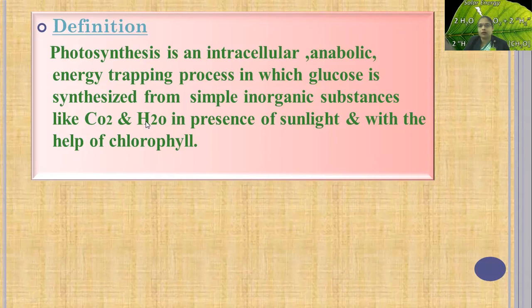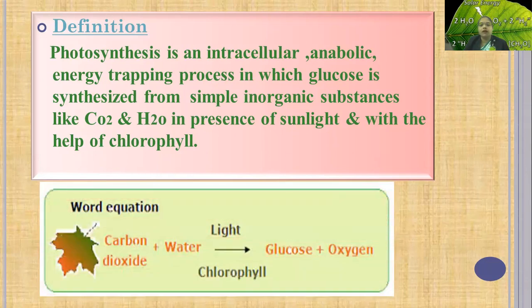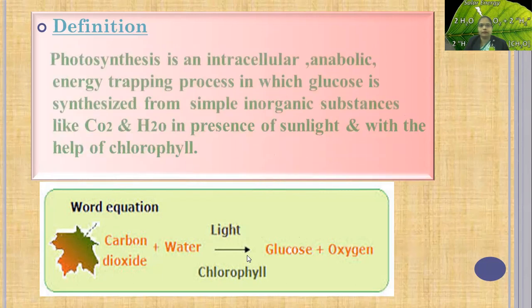Not only carbon dioxide and water, it also requires sunlight and the photosynthetic pigment, that is chlorophyll. Sunlight as well as carbon dioxide and water is essential for this process. The equation: carbon dioxide plus water are converted into the food macromolecule, that is glucose, and release oxygen gas in the presence of sunlight and chlorophyll.